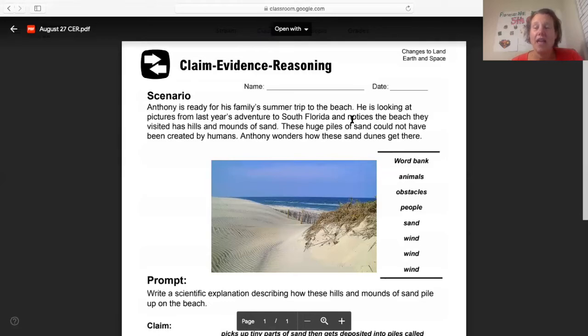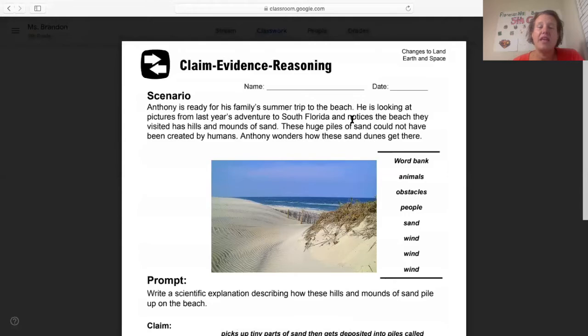Okay, here is today's CER. Anthony is ready for his family's summer trip to the beach. He is looking at pictures from last year's adventure to South Florida and notices the beach they visited was hills and mounds of sand. These huge piles of sand could not have been created by humans. Anthony wonders how those sand dunes got there.